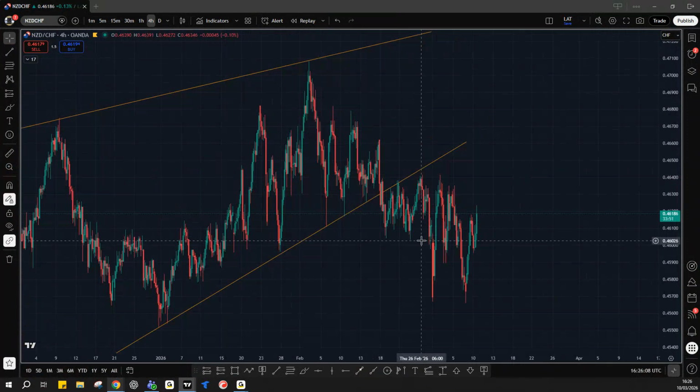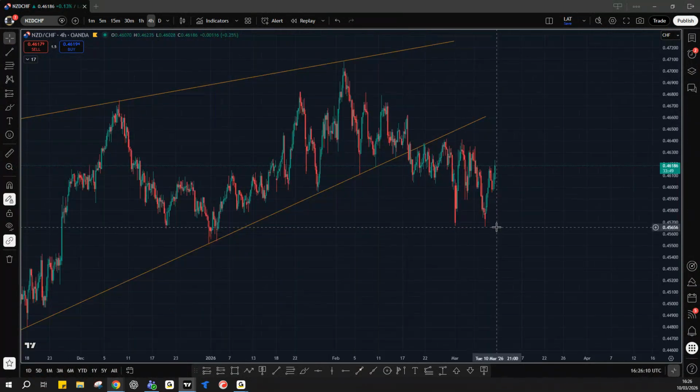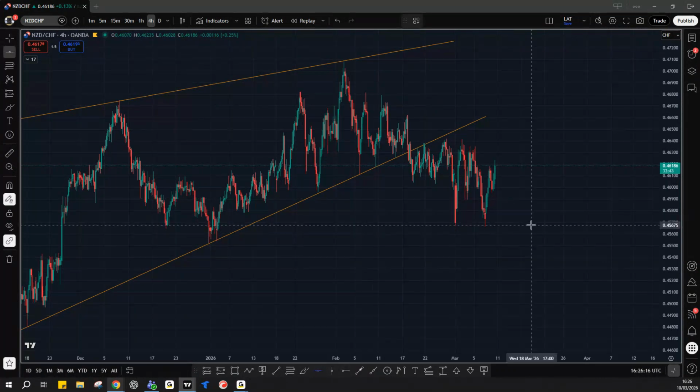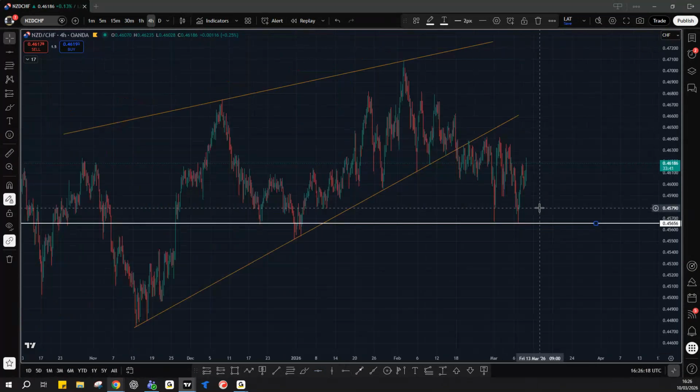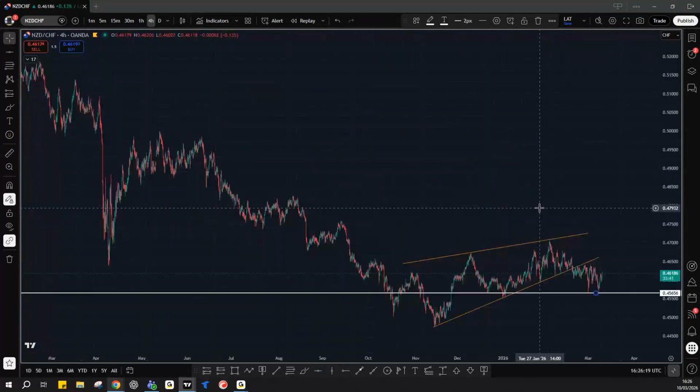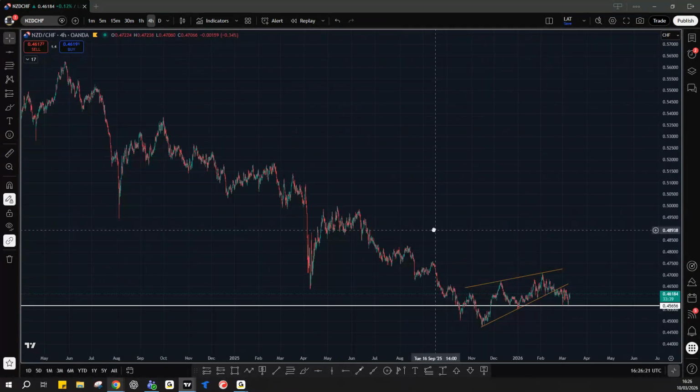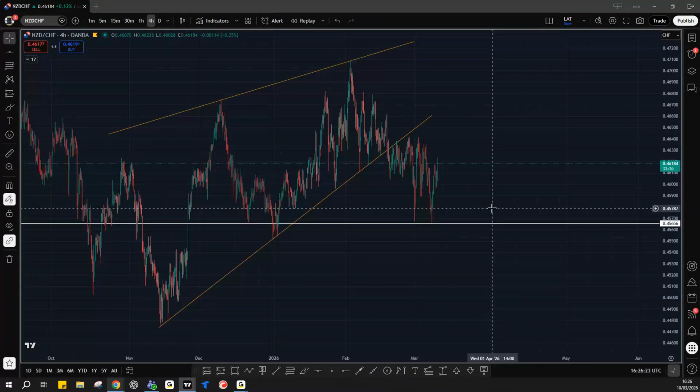Leaves us with this, which, yeah, I mean, at the moment, it's just very choppy. Very choppy. For the higher time frame, downtrend still very much intact. Still very nice within this longer term downtrend, so that's good. Shorter term is a different story.